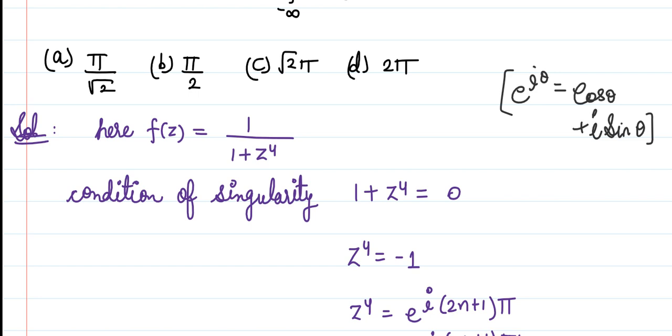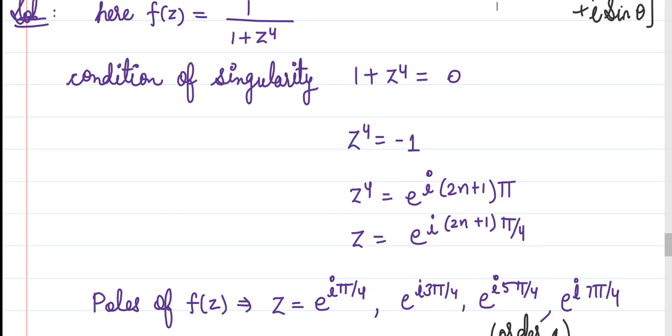If this is an odd multiple of pi, then you are going to get a negative value, and if it is an even multiple of pi, then you are going to get a positive value. That's why here we are having minus 1. So we have theta equal to an odd multiple of pi, which can be written as e to the power iota (2n plus 1) pi. By this formula, this will also equal minus 1. In the next step, z can be written as e to the power iota (2n plus 1) pi by 4. That is the value of z we are getting.